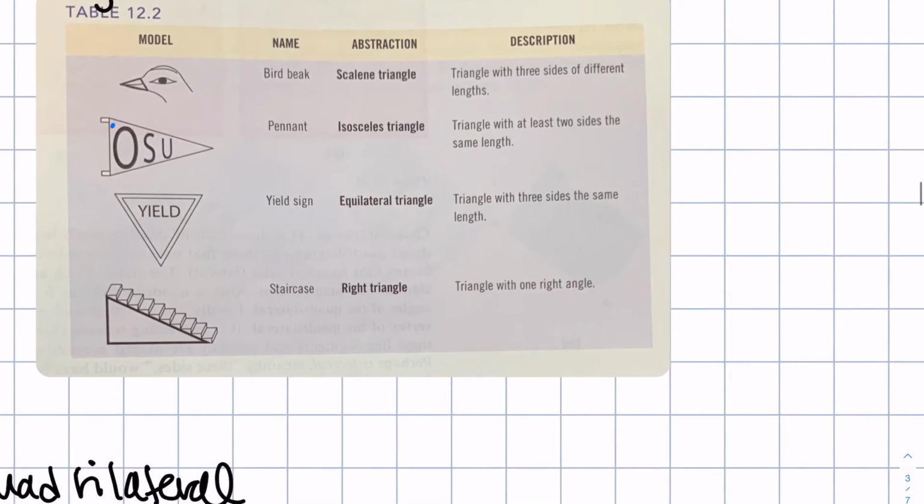So it is possible to have some of these combinations of things. So for instance, any equilateral triangle is going to be an isosceles triangle, but not necessarily all isosceles triangles are going to be equilateral triangles. For example, this pennant that we have here is not an equilateral triangle.